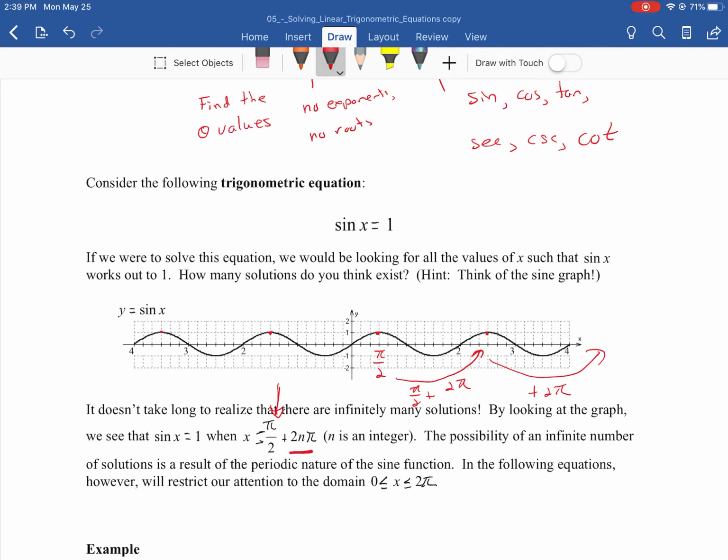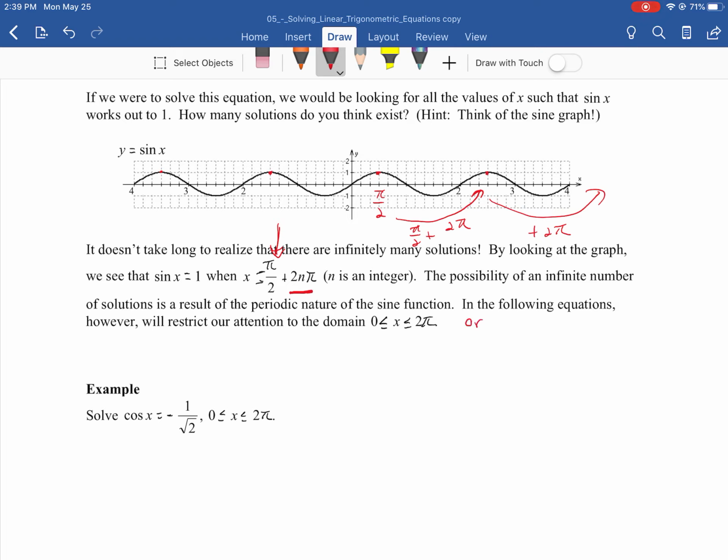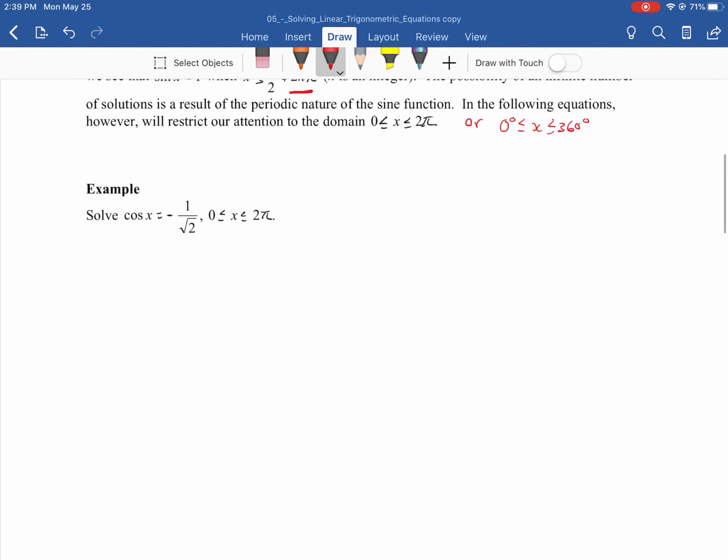The possibility of an infinite number of solutions is a result of the periodic nature of the sine function. But lots of times what we do is we just look for answers between 0 and 2 pi, just in that first cycle. So both questions are possible. Sometimes we might be looking for an answer in one specific domain, like between 0 and 2 pi, or sometimes we'll be looking across the entire domain. To get used to these questions, we'll start off with ones that are just between 0 and 2 pi, or in that first cycle, or 0 degrees less than or equal to x, less than or equal to 360 if we're going to work in degrees.